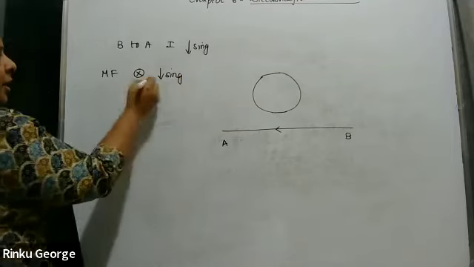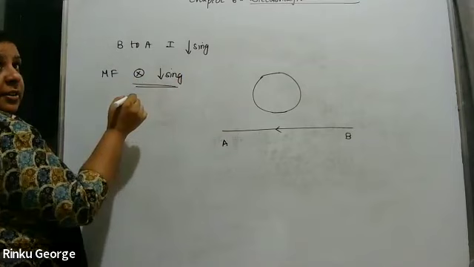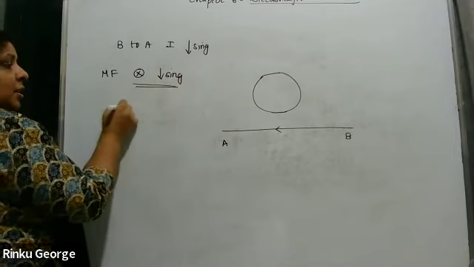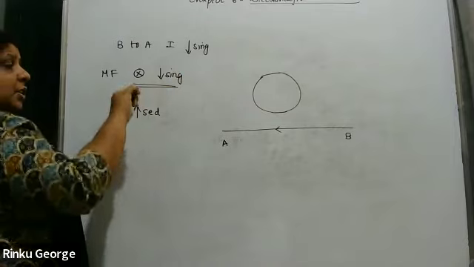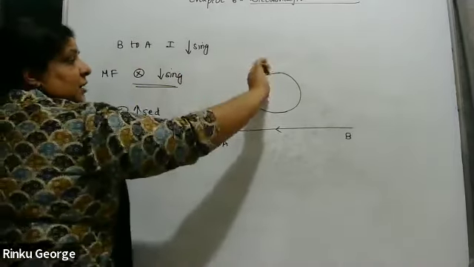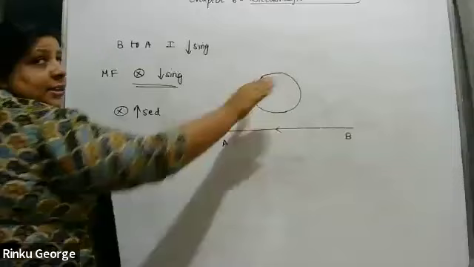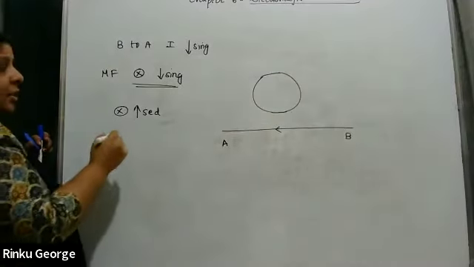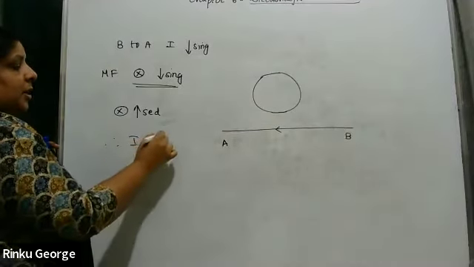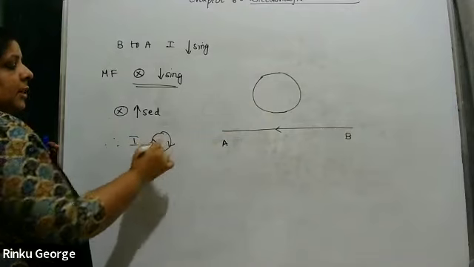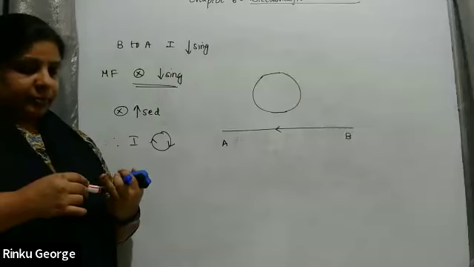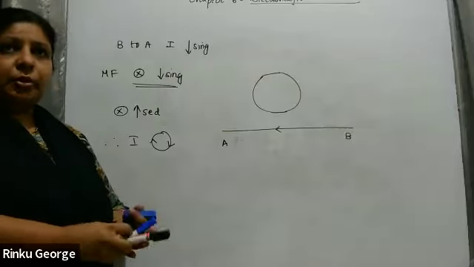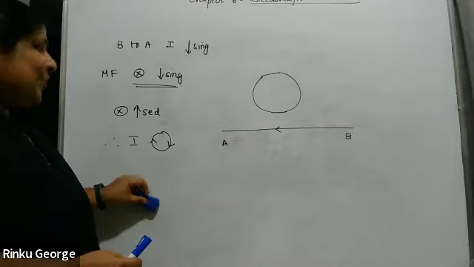So magnetic field into the page is decreasing. As a result, what will happen? Into the page magnetic field should be increased. So for increasing magnetic field in the into the page direction, what is the current? Clockwise. Therefore, current induced will be in the clockwise direction. Understood? Clear? Okay, this explanation is what you need.